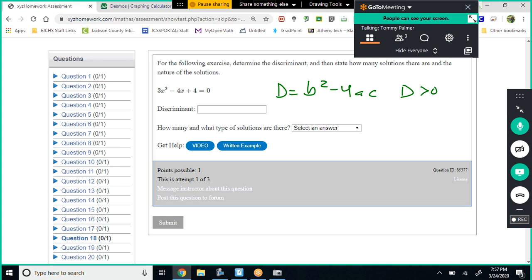If it's greater than 0, then it's 2 real. If it's equal to 0, it's 1 real. And if D is less than 0, it's 2 imaginaries, right? So when you're solving by the quadratic formula, that's really the information it's giving you so that you know what your answer should be. So it's kind of like a cheat code before the final answer, right?